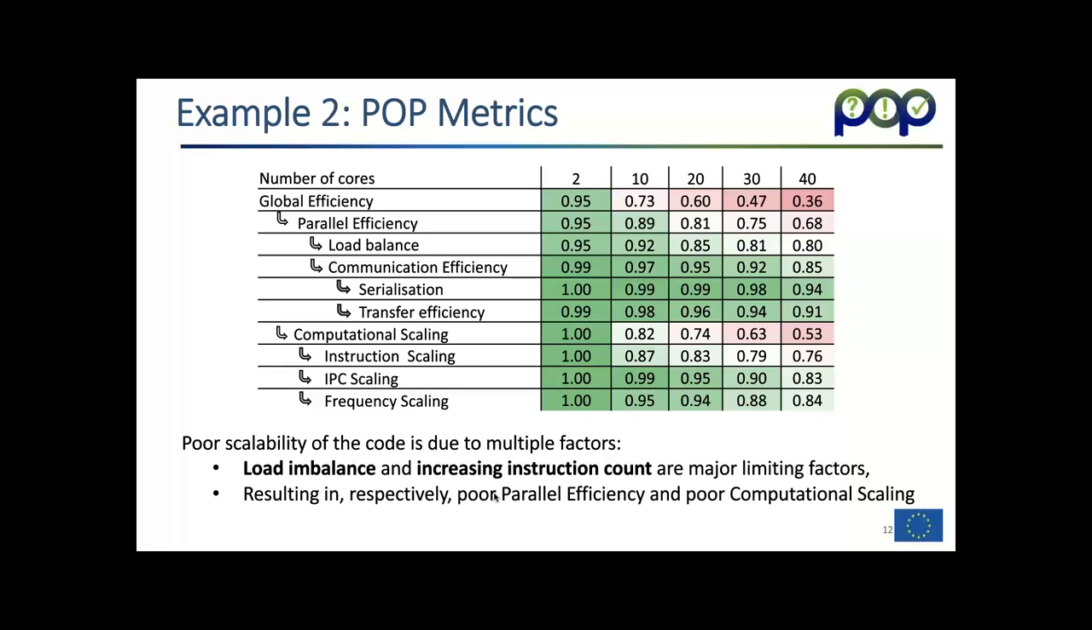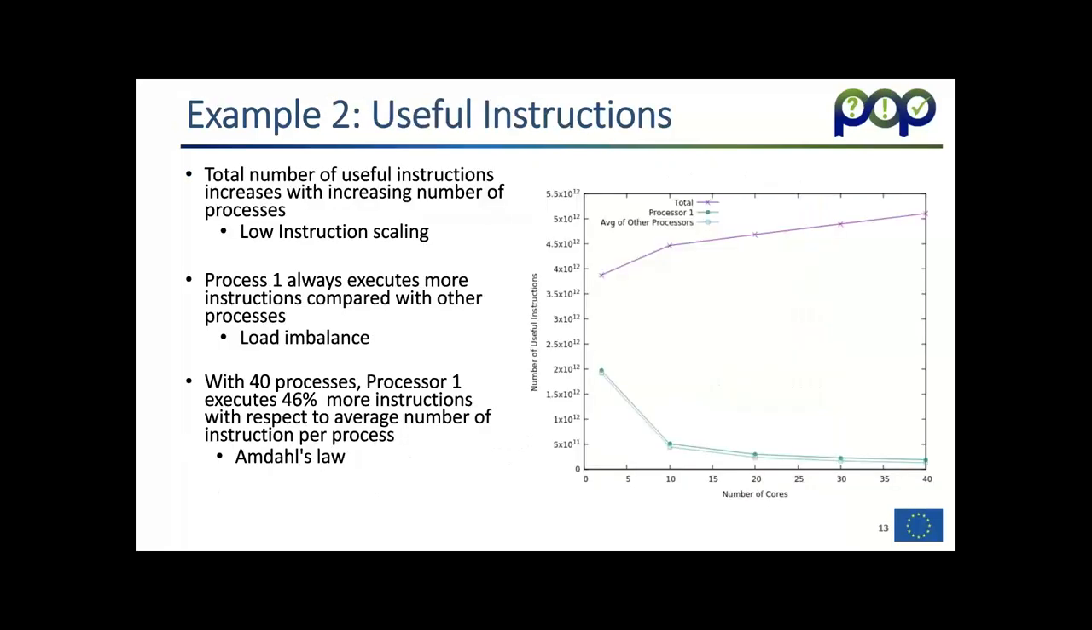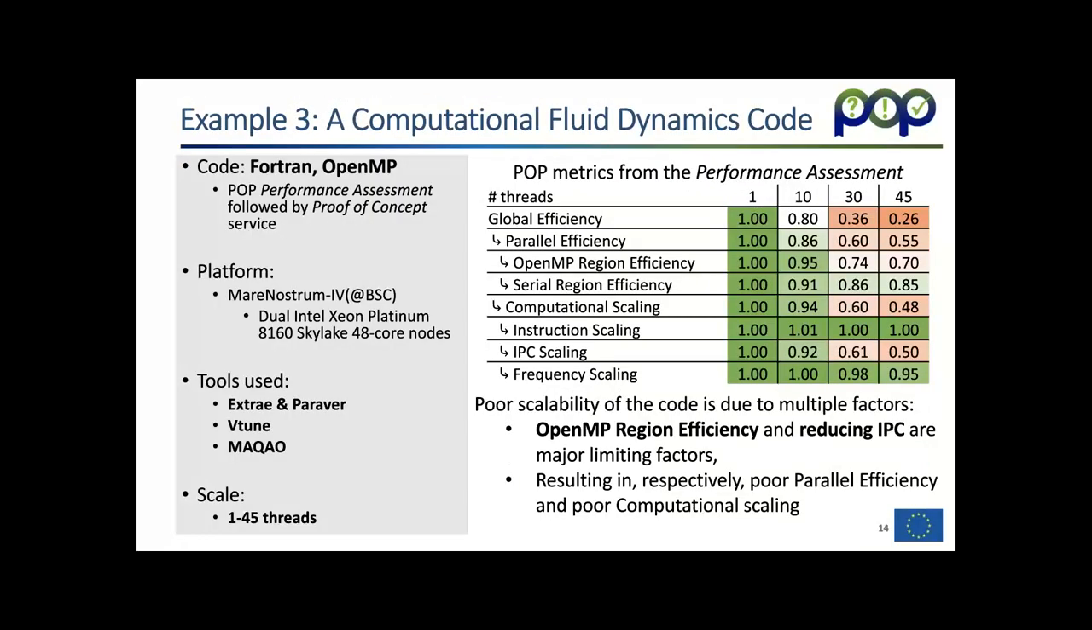And then in the next iteration, we can do another tracing of the application and concentrate on specific parts of that and try to tell the customer which part of his application actually has this load balance issue or computational scaling issue. Okay, that's one example. Let's skip this. I'm a little bit short on time already, I think.